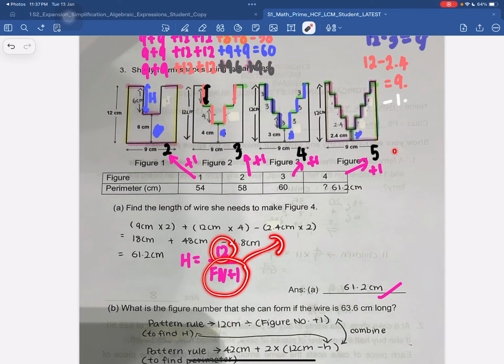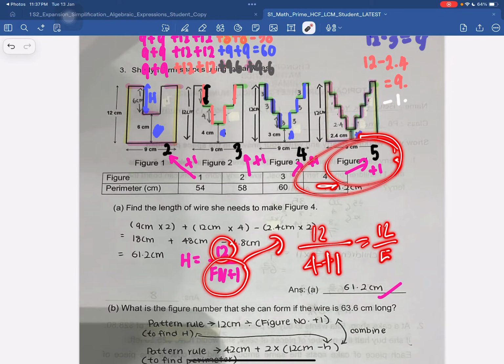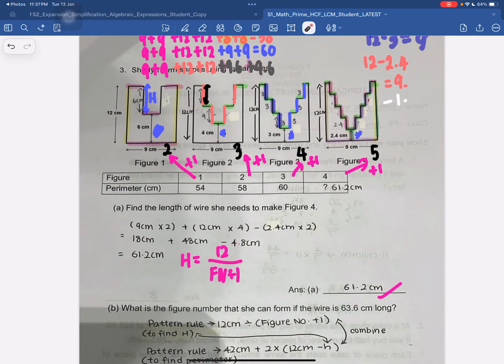Let's check for, let's say, this one. So it's figure 4, right? So it's 12 divided by 4 plus 1. Okay, 12 divided by 5. 12 divided by 5, you get 2.4. Then you realize, 2.4, 2.4, 2.4, 2.4, 2.4, you times 5, you get back 12. So it aligns. You also can try out for the rest. It should also be consistent.